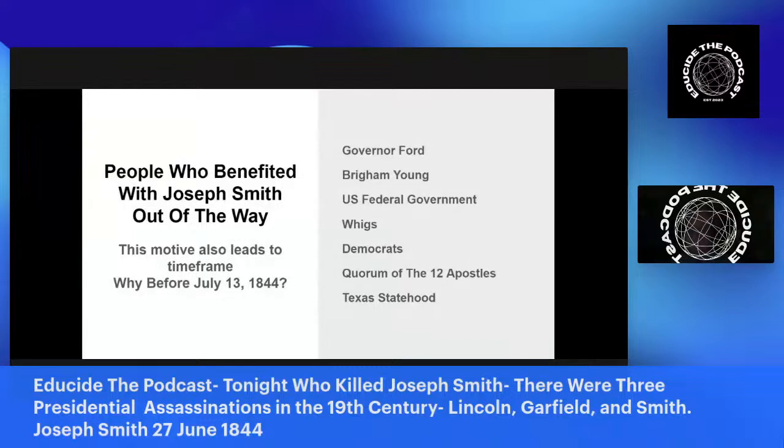You have Democratic Governor Ford of Illinois, Brigham Young, the U.S. federal government, the Whig Party, the Democratic Party, the Quorum of the 12 Apostles, and the Texas statehood question, along with people who were anti-Texas statehood.